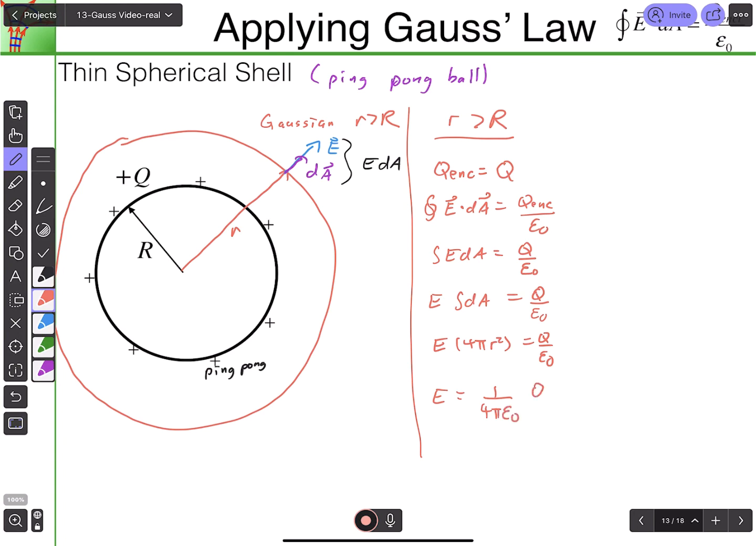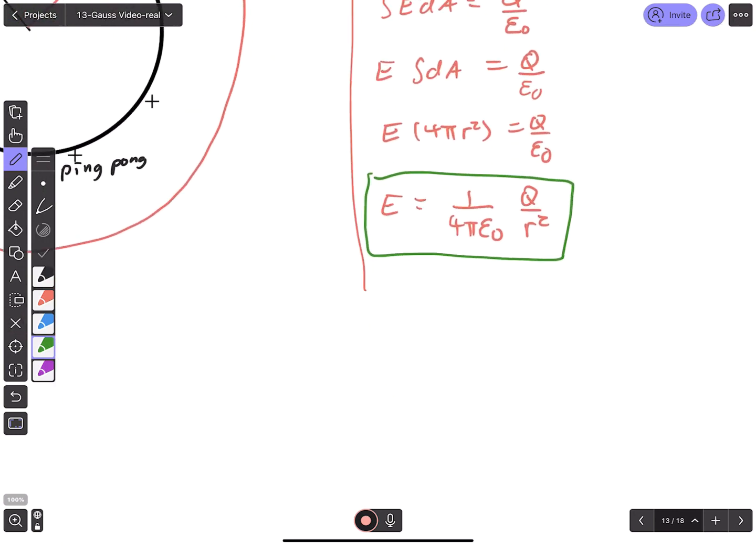And that's actually kind of an important result. This is saying that the electric field outside a spherically symmetric charge is the same as if it were a point charge. So when we're outside that sphere, it behaves exactly the same. So let me write that down. This behaves exactly the same as a point charge when we're outside the sphere.